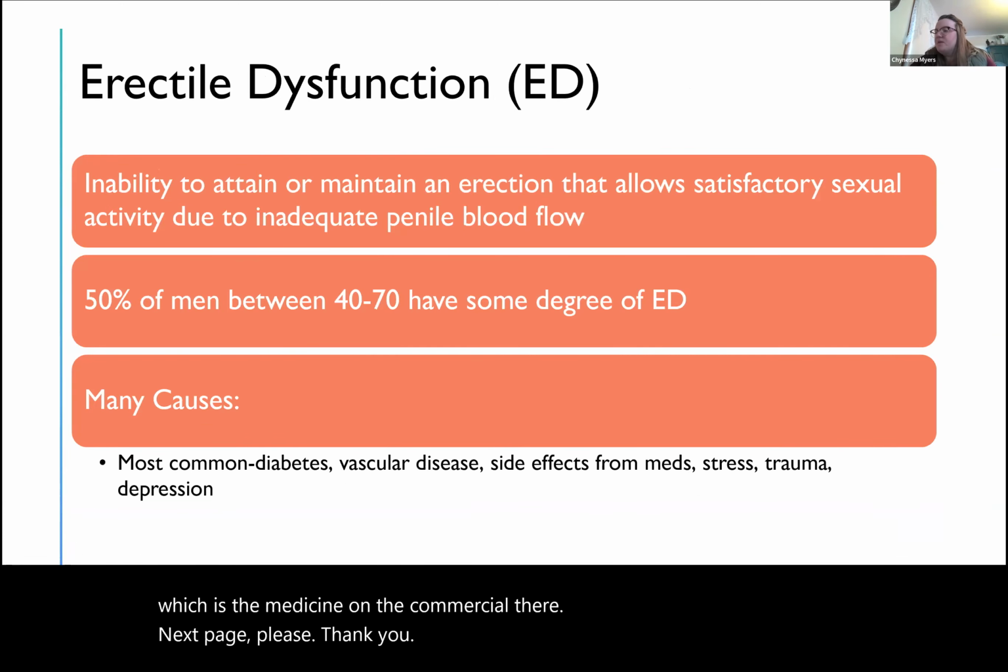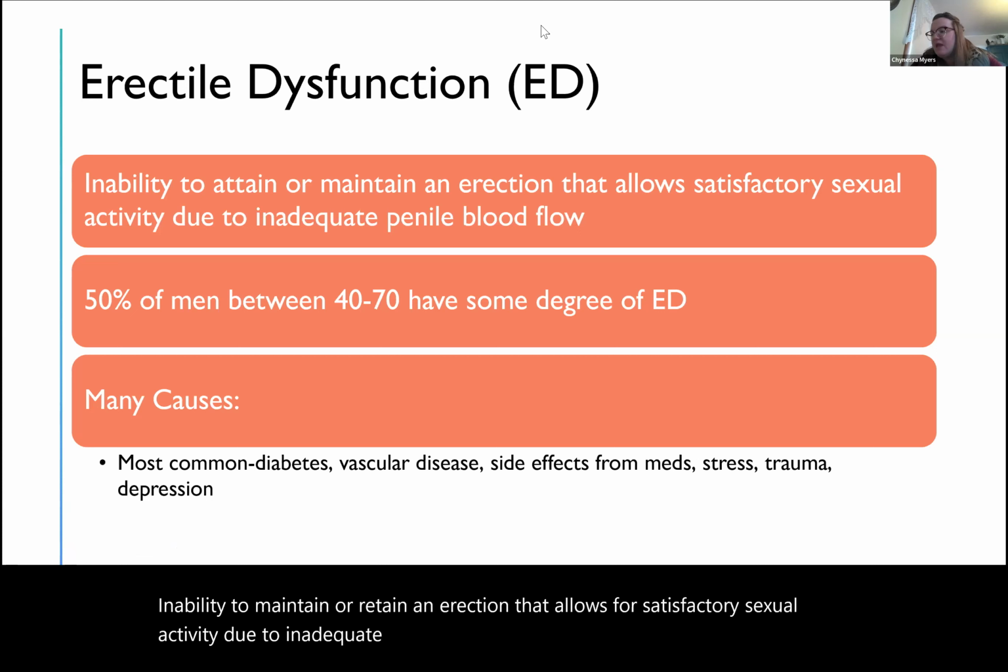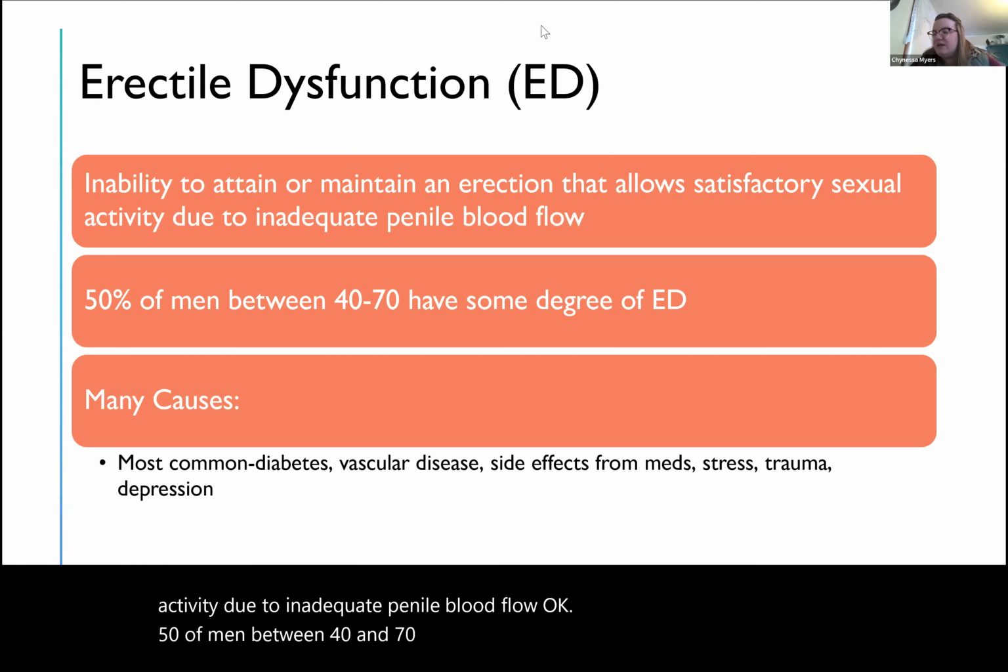Okay. Erectile dysfunction. This is a big one that we have to talk about. It's one of our main ones. Erectile dysfunction is the inability to maintain or attain an erection that allows for satisfactory sexual activity due to inadequate penile blood flow. Fifty percent of men between 40 and 70 have some degree of this, and it goes up as they get older.